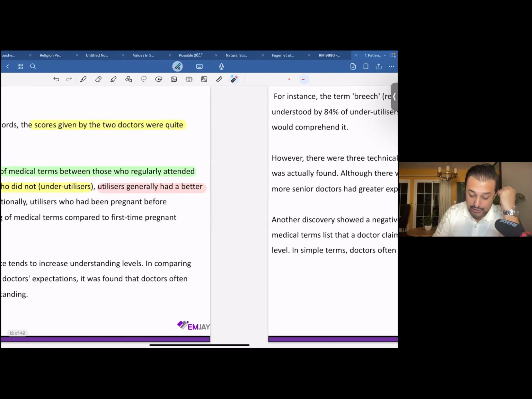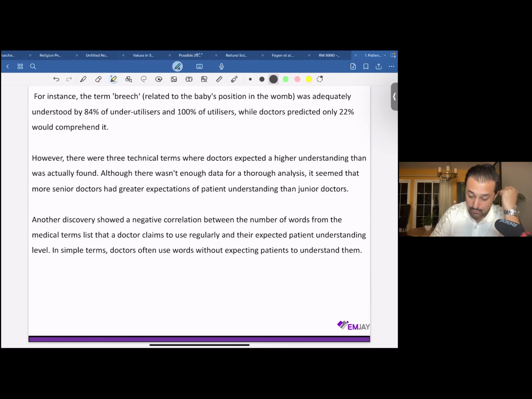For instance, the term breech, that is related to the baby's position in the womb, was adequately understood by 84% of underutilizers and 100% of utilizers, while doctors predicted only 22% would comprehend it. So doctors are probably underestimating the knowledge lower working class women would have. However, there were three technical terms where doctors expected a higher understanding than was actually found. Although there wasn't enough data for a thorough analysis, it seemed that more senior doctors had greater expectations of patients' understanding than the junior doctors.